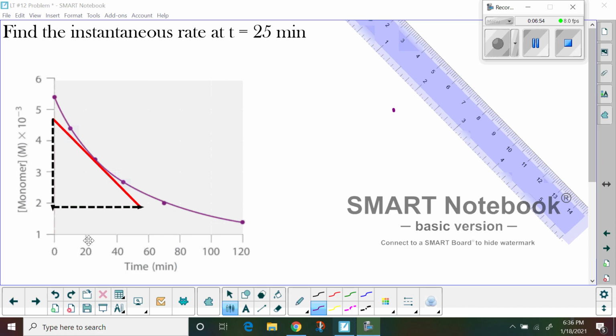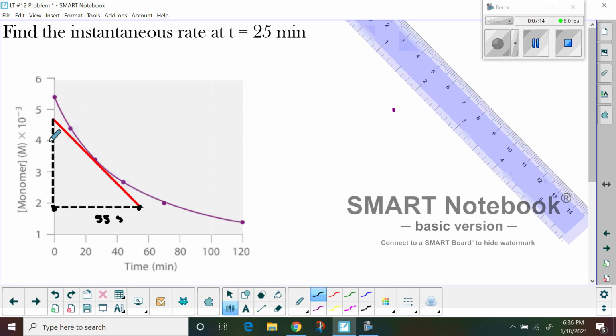Okay, so let's estimate our run first here. So I'm going to say that this is going to be at 0.0. This I'm going to say is about, let's say, 55. So the change in time is going to be 55 seconds, give or take.